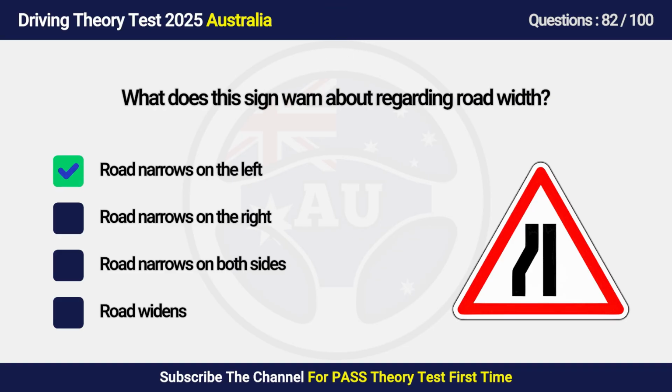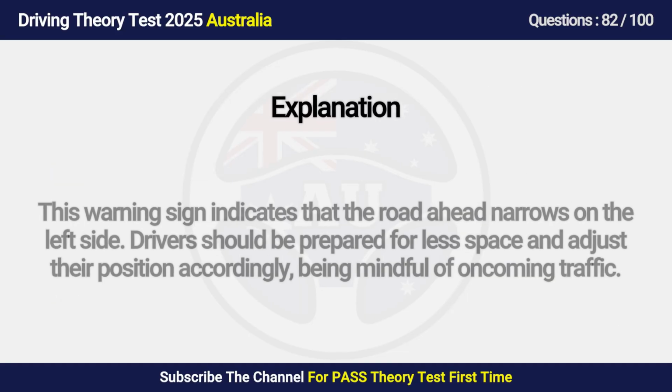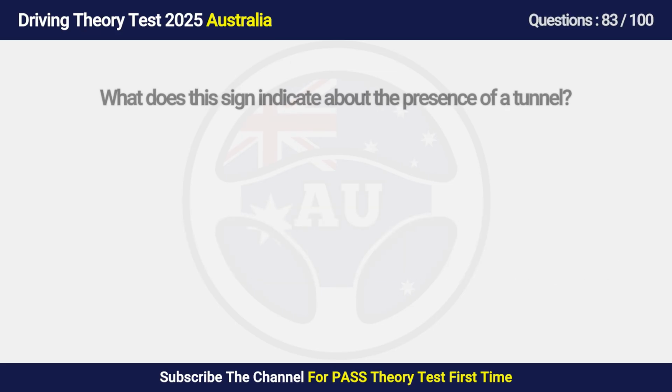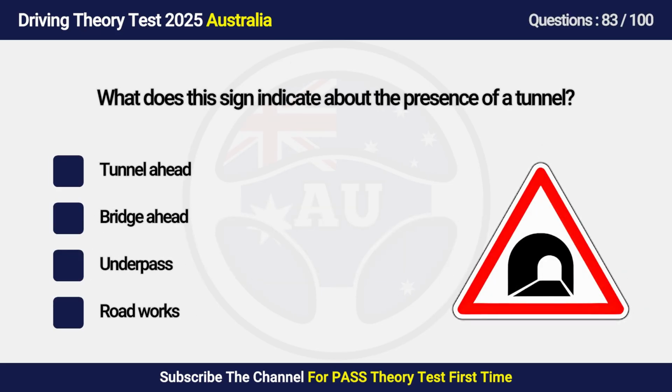Answer is A. Road narrows on the left. This warning sign indicates that the road ahead narrows on the left side. Drivers should be prepared for less space and adjust their position accordingly, being mindful of oncoming traffic. Question 83. What does this sign indicate about the presence of a tunnel?